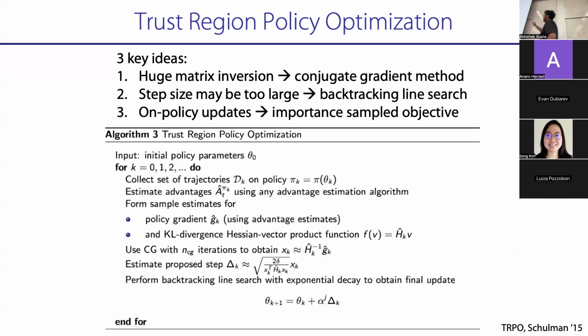Okay. So that's the basic idea of TRPO. There are 3 key ideas. The first is you're going to avoid matrix inversion with the conjugate gradient, making it an iterative minimization. Second is you're going to do backtracking line search. And the third is you're going to have an importance sampled objective, which allows you to evaluate it without having to continuously redraw samples.